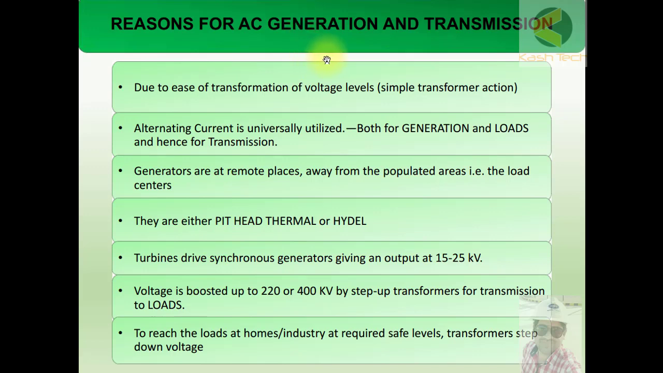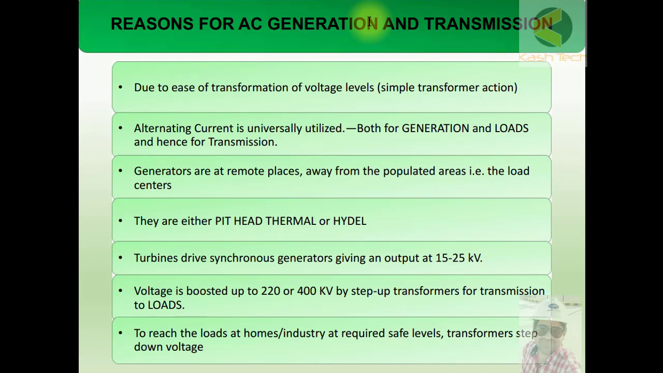But later on, when technology developed, DC transmission also became feasible, and we will discuss this in detail in later slides. Alternating current is universally utilized both for generators, loads and hence for transmission lines. Alternating current is the natural current that is produced in generators, alternators. So generation of power is naturally in alternating systems. That's why we don't need to do anything, we just connect a transformer and it steps it up, and using a simple step down transformer, we further step down to distribution levels and supply distribution networks. So this was very easy to do.